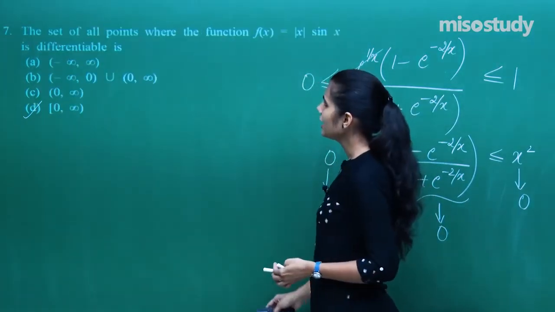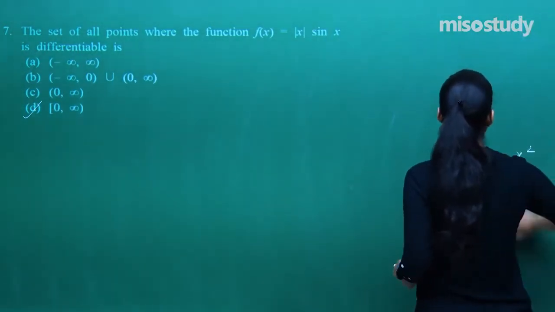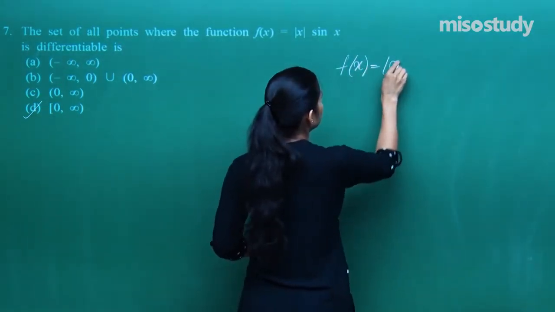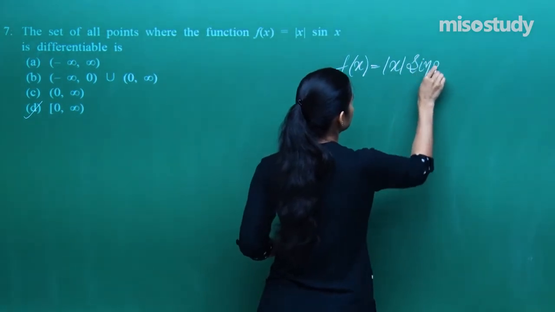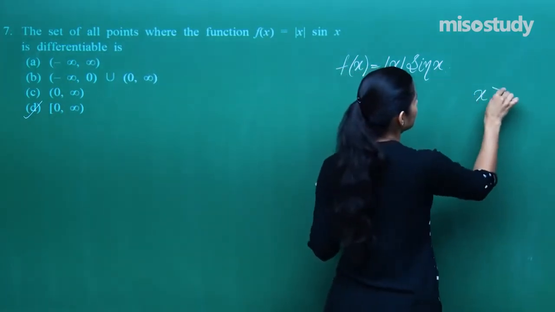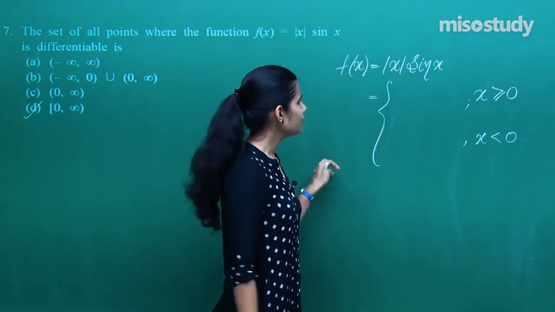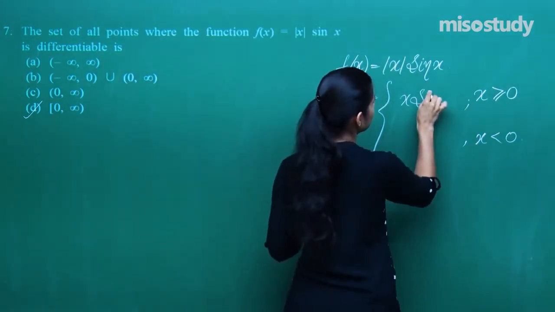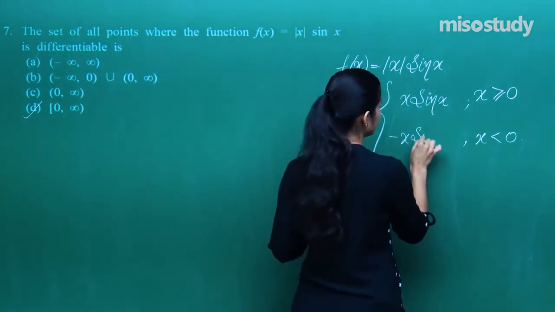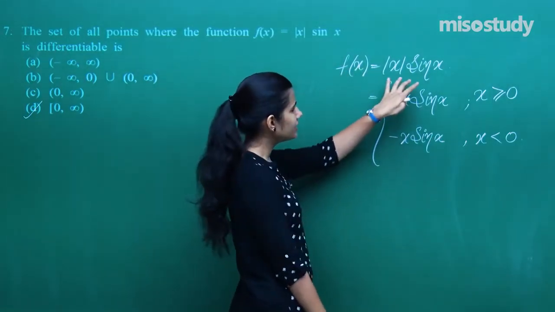Moving to the next question, we have the set of all points where the function mod x into sine x is differentiable. Okay, so f(x) is mod x into sine x. What it actually turns out to be depends upon whether x is positive or negative. When x is non-negative, mod x is x, so you get x sine x. When x is negative, mod x is minus x, so you get minus x sine x. Clear? After this, you need to evaluate the differentiability of this function.